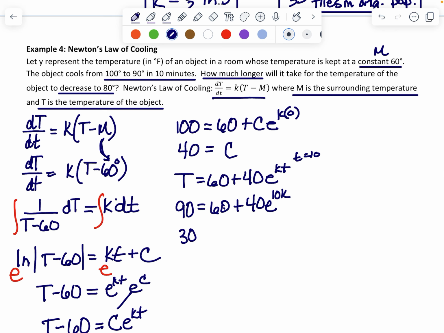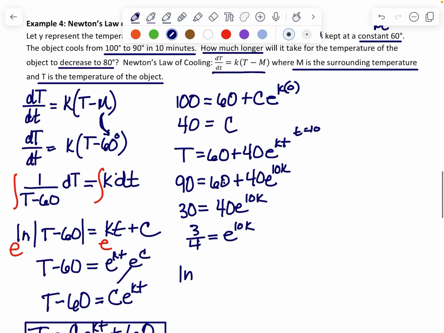So we subtract 60 from both sides, and that's equal to 40e to the 10K. And then I get 3/4: 30 divided by 40, 3/4 is equal to e to the 10K. Now we're going to take the logarithm of both sides. So we get ln of 3/4 is equal to 10K, which gives us our K value. K is going to be equal to 1/10 ln of 3/4.